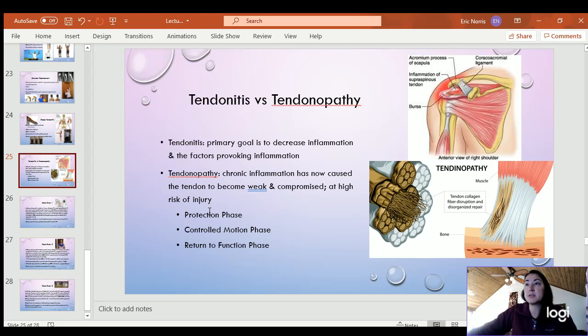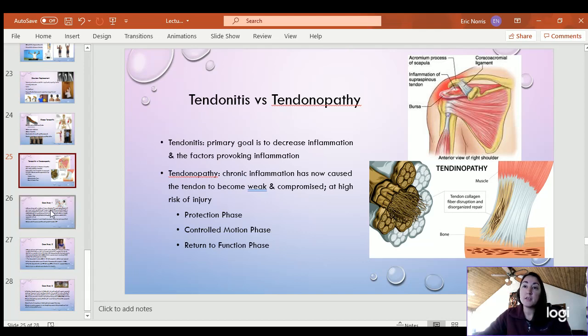Ice, of course, is going to be good as well, especially if they are returning to exercise or activity. Use ice in order to really target the inflammation that's causing it in the first place.